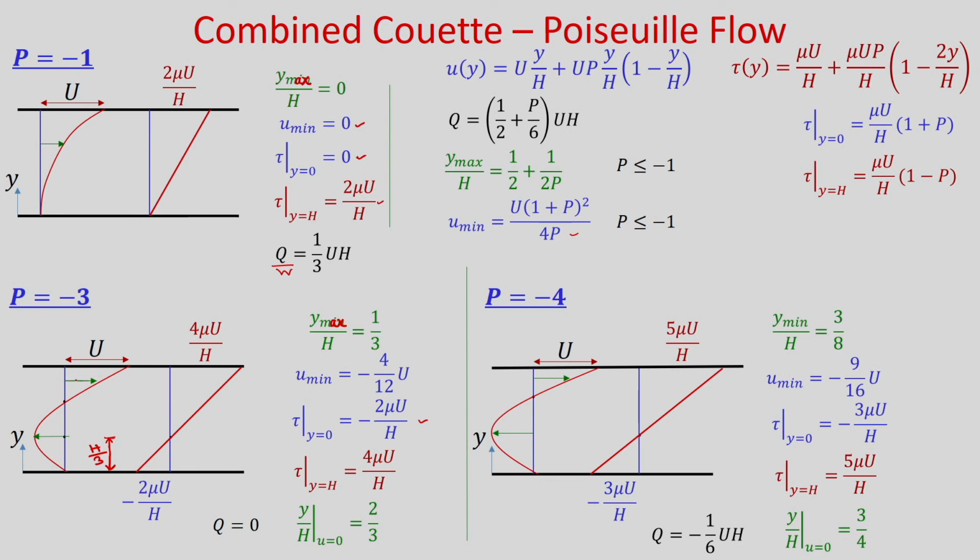So, you can see flow reversal has taken place. In this area, near the upper plate, you will get the flow velocity in the positive x direction, and near the bottom plate you can see there is flow reversal and the velocity is in the negative x direction, and there is a location where the velocity will become 0. So, you can see y by h where u is equal to 0 is 1 plus P divided by P. So, with P equal to minus 3, obviously you are going to get 2 by 3.